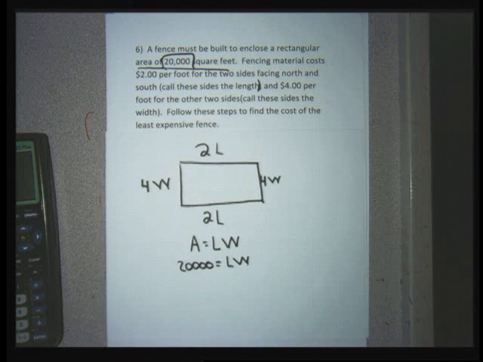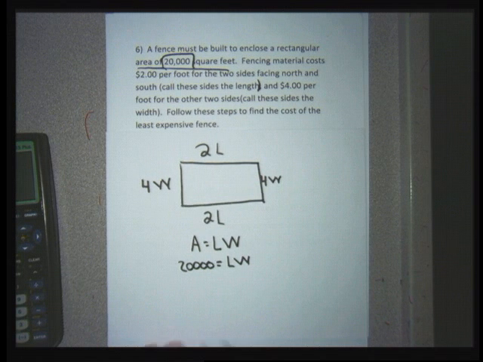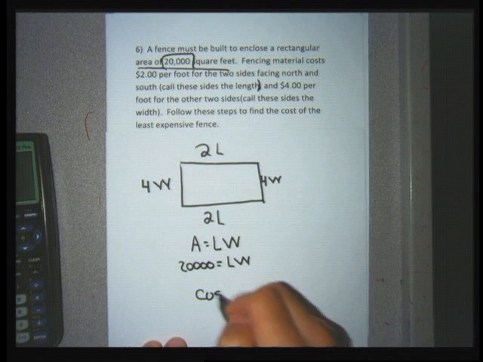And if I want to minimize costs, I need a cost equation. In the first 2 problems, I wanted to maximize area. So I came up with an area equation, graphed it to maximize it. In this problem, I want to minimize cost, so I'm going to need a cost equation. I'm going to write C for cost.